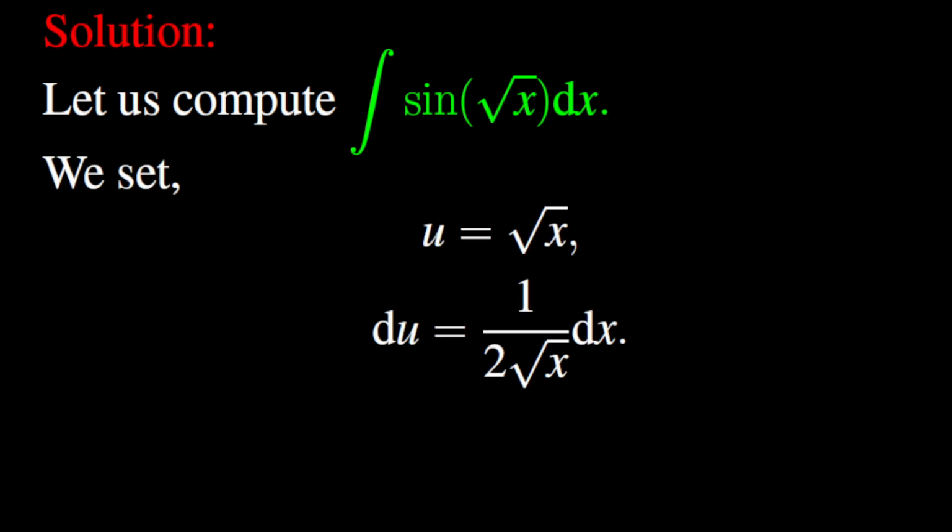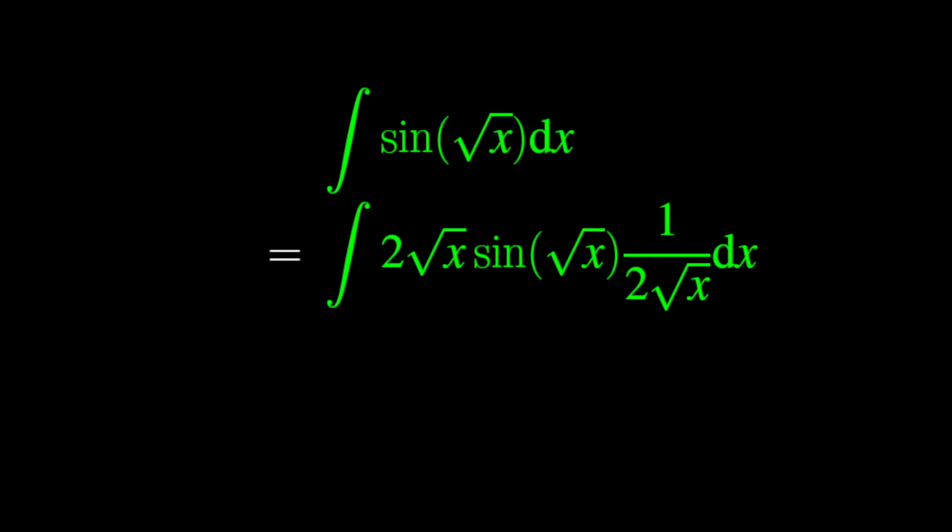We set u equal to square root of x, then du equals the fraction 1 over 2 times square root of x dx. The integral of sine of square root of x dx can be expressed as the integral of square root of x times sine of square root of x times the fraction 1 over 2 times square root of x dx. We can clearly see u and du in the expression of the integral.